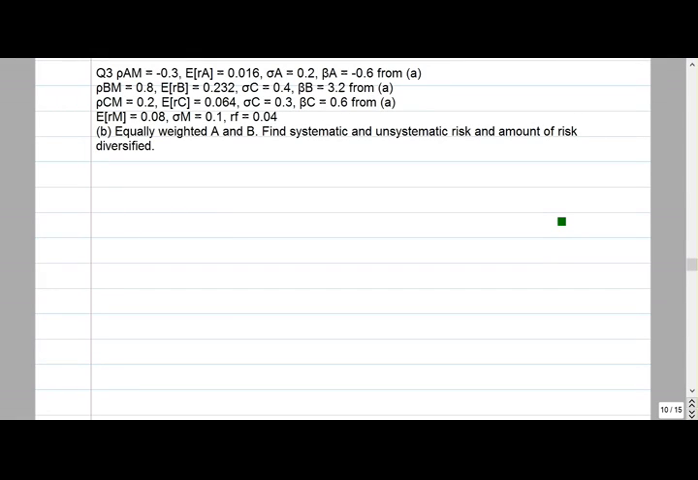For this question, we need to find the systematic risk and non-systematic risk and the amount of risk diversified. So it's similar to the one I did in tutorial, so let's get started. Let's start with that formula again. Return is just sum beta times the market excess return plus the residuals.